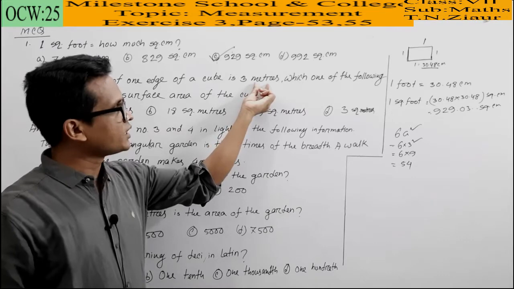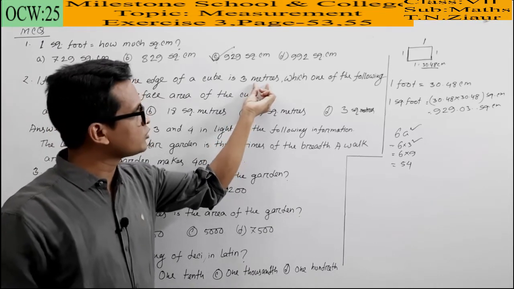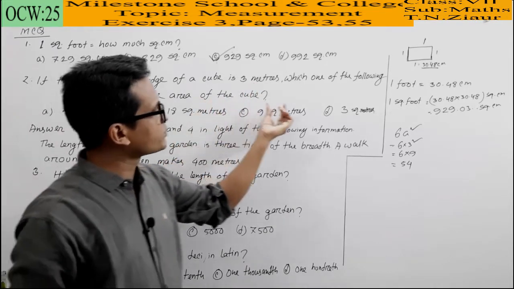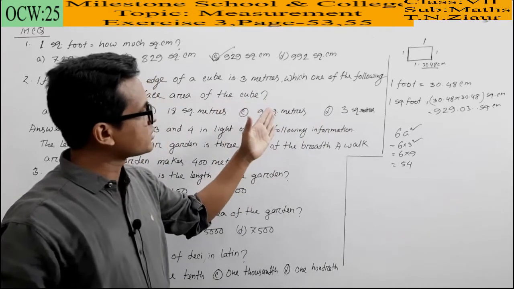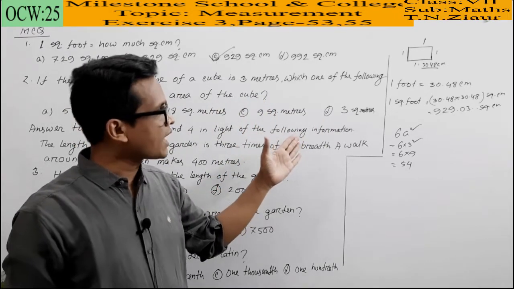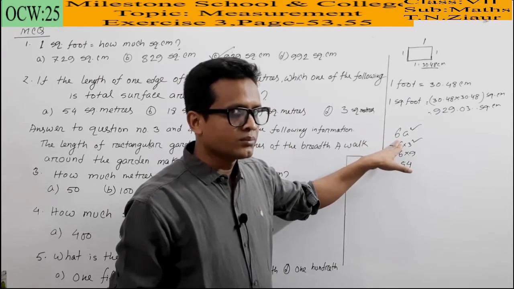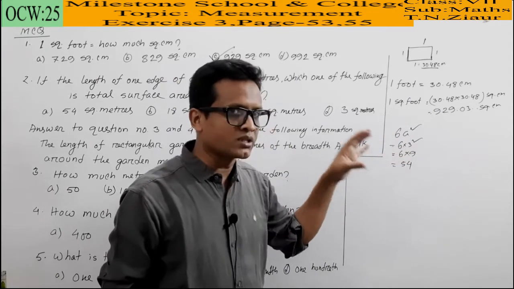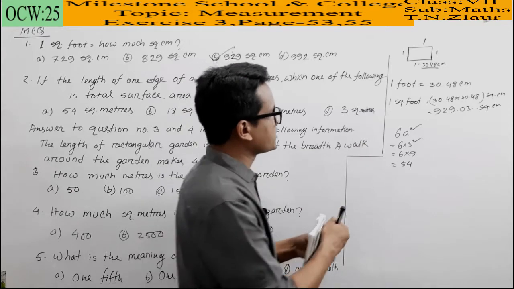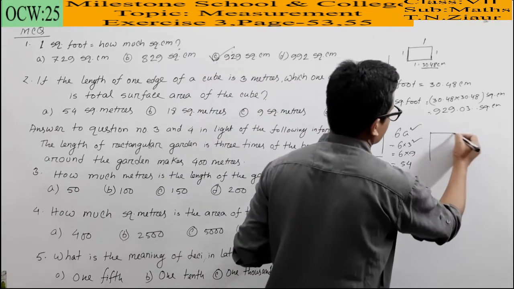So how do you find the total surface area of a cube? This is a cube, so you know the formula, 6a square. Do you know, students, how you get this 6? Because in a cube, how many surfaces are there? 6 surfaces.